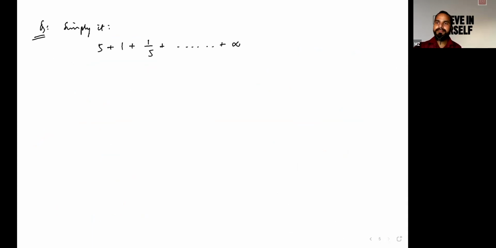Try to solve it. First of all, check whether this particular sequence is in AP or GP, and on the basis of that, use the formula.